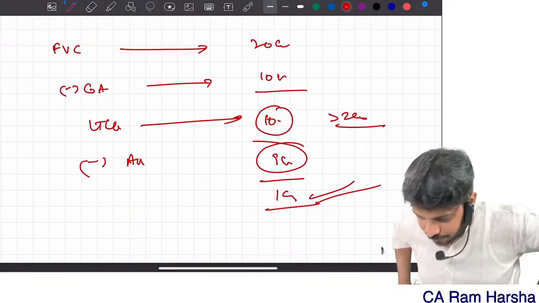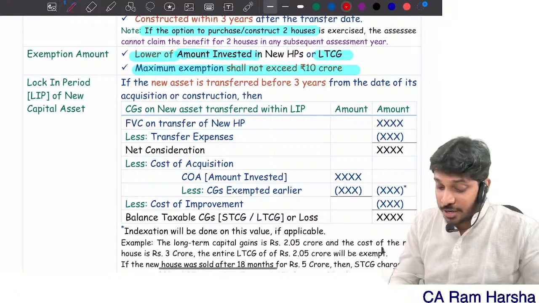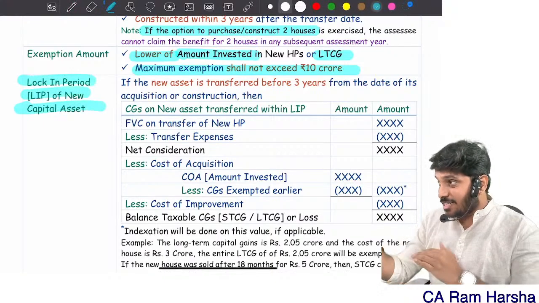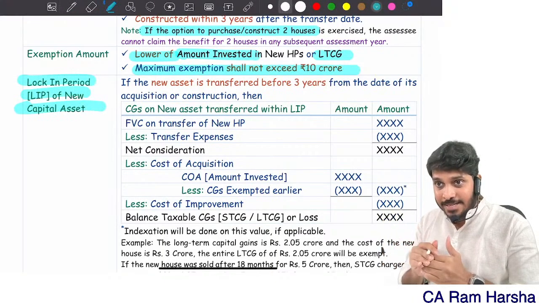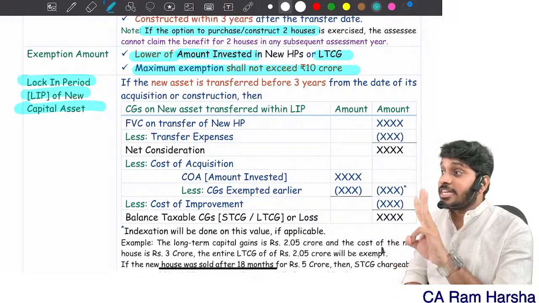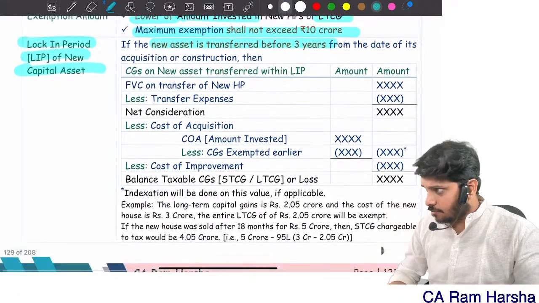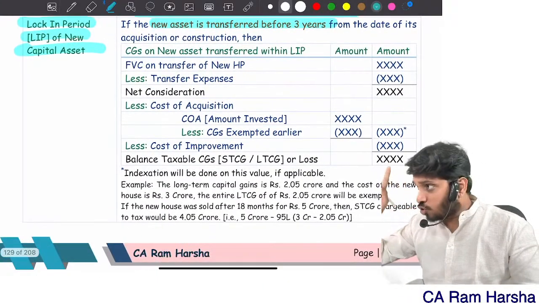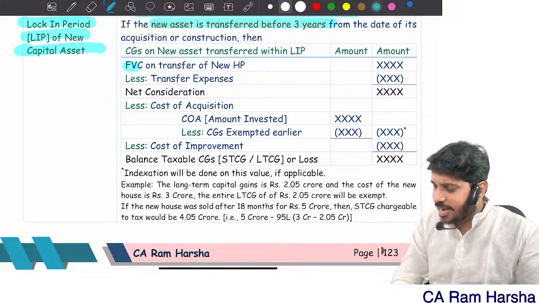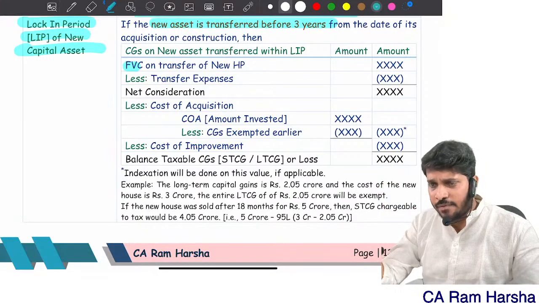Now, for the new house, there is a lock-in period. You are purchasing a new house and claiming exemption, right? For that, there is a lock-in period of 3 years. What will happen if you sell that new house within 3 years? Very simple. When you sell that new house within 3 years, you will compute capital gain on that anyhow. You will compute capital gain on that.